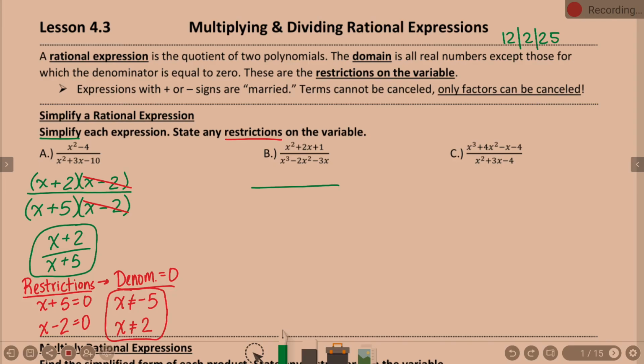Two parentheses. When it's an x squared, an x term, and a number term, typically think two parentheses. X squared breaks into x and x. What numbers multiply to be 1 and add to be 2? Yeah, my only option for multiplying to be 1 is 1 times 1. If it multiplies to be a positive and adds to be a positive, x plus 1 times x plus 1.